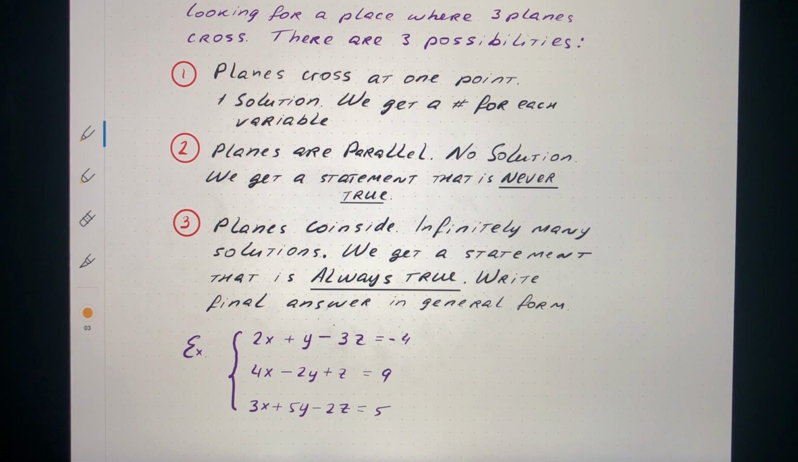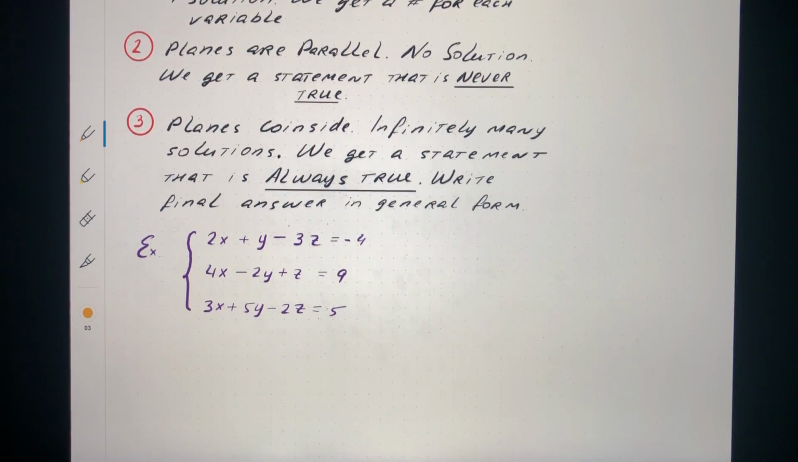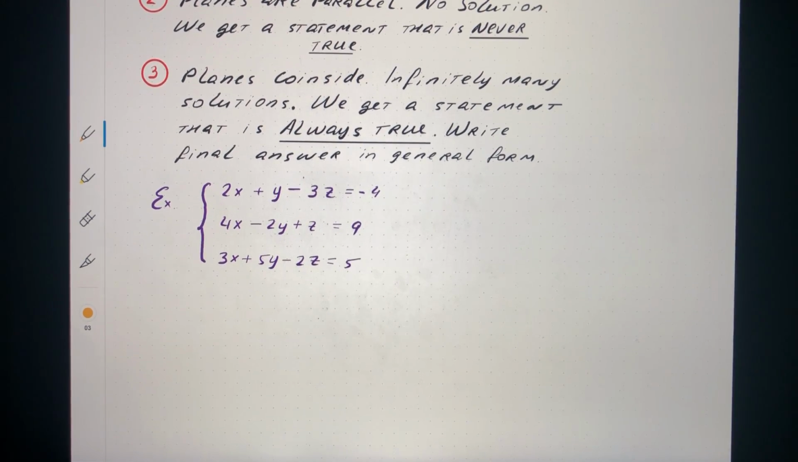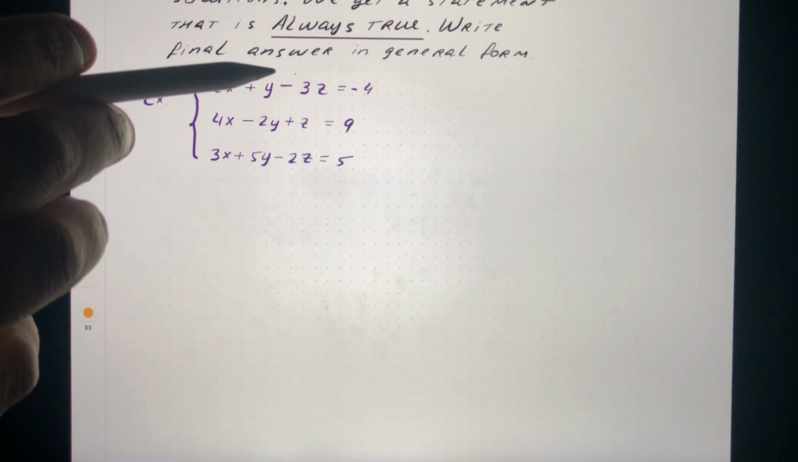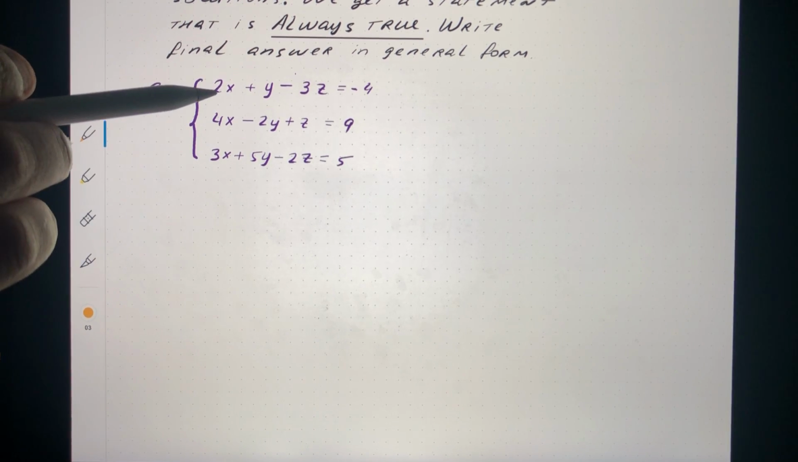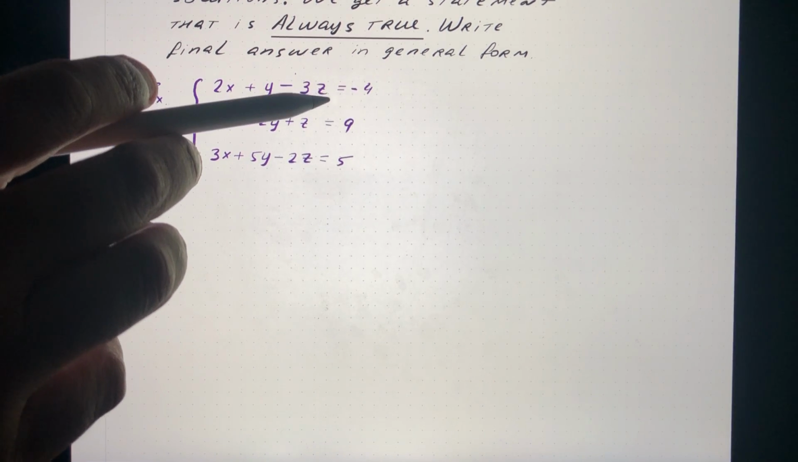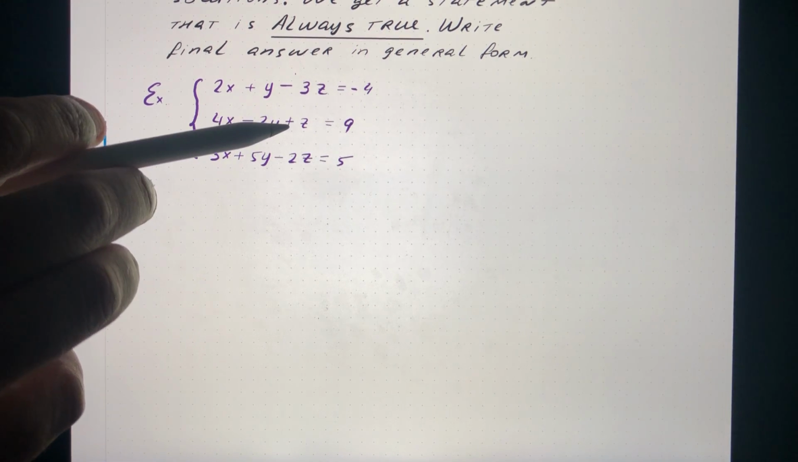So in this example, let us use the substitution method to solve a system of three equations, three unknowns. And here it is. So when we use substitution method, we solve one of the equations, any one of these, for either x, y, or z, and use that information in the other two equations.